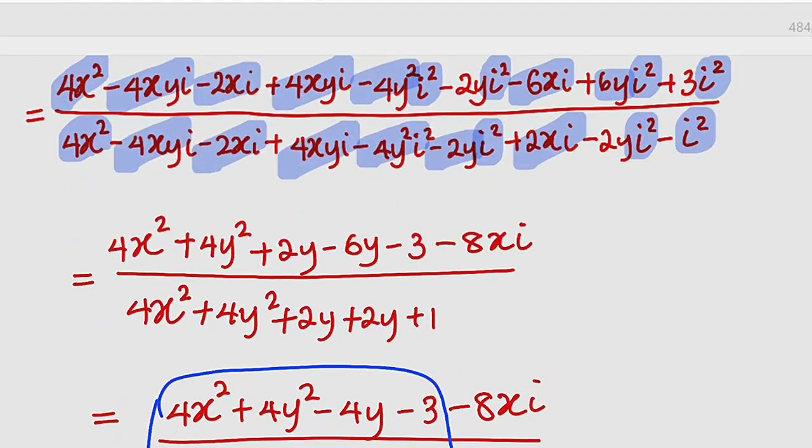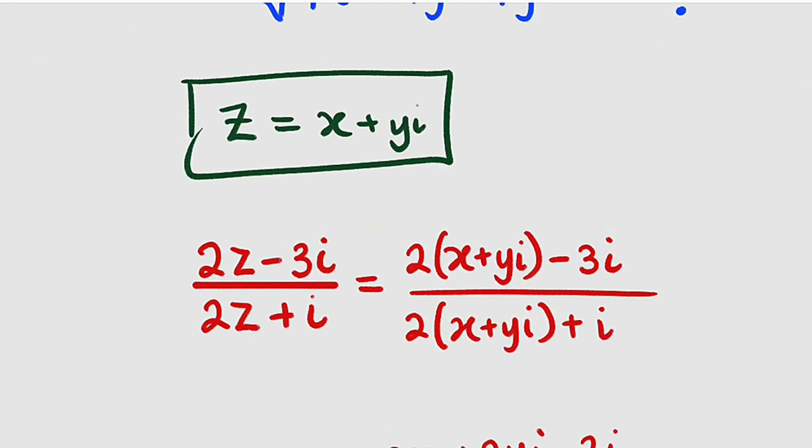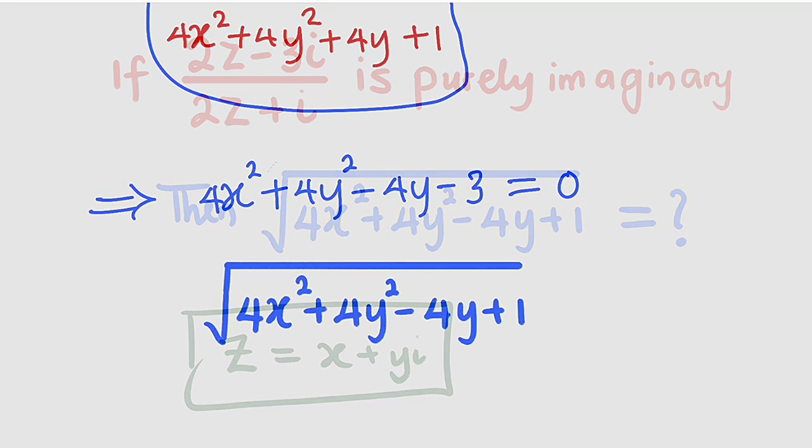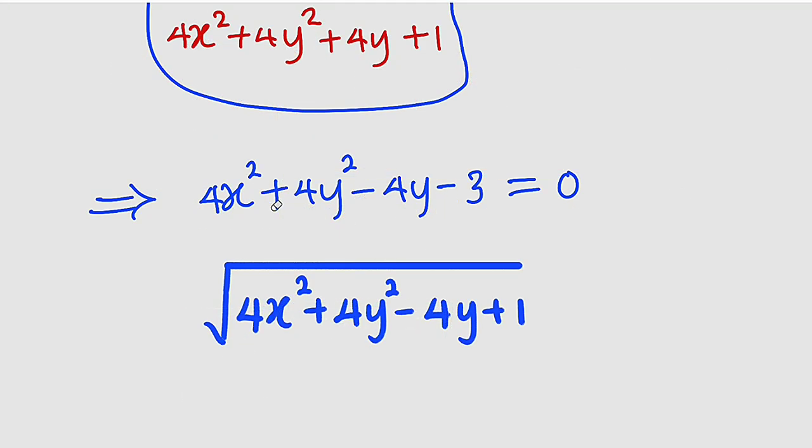But remember what we are looking for? We are looking for the square root of this. And we have something very similar to this. Let me copy this for you to see. This is what we are looking for, but this is what we have. We have 4x squared, we have 4x squared. 4y squared, 4y squared. Minus 4y, minus 4y. Minus 3, but we have plus 1. So how can we change this to plus 1?